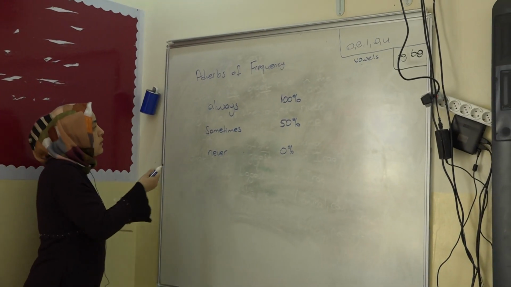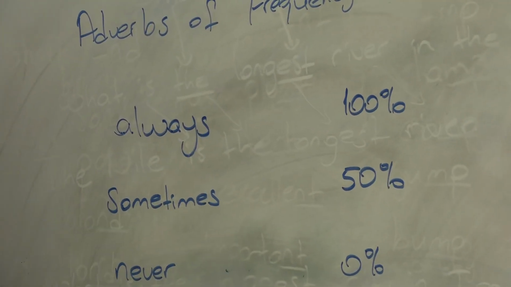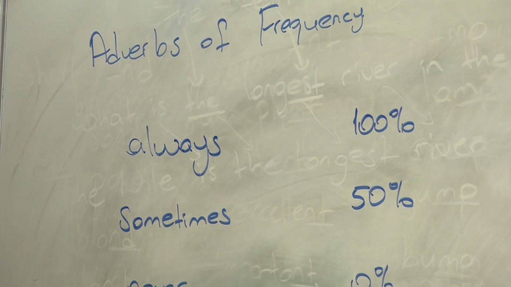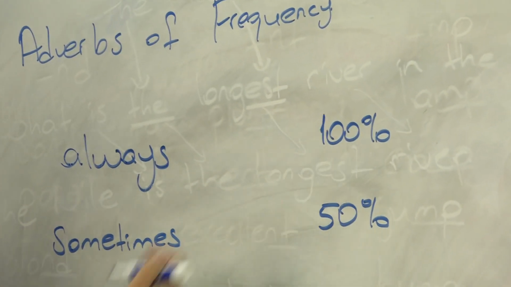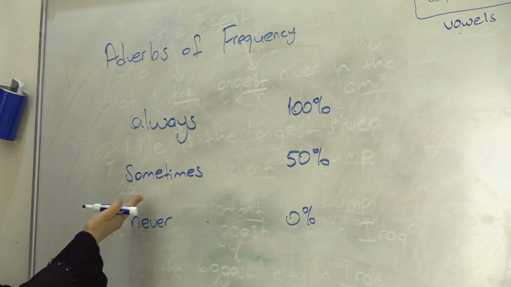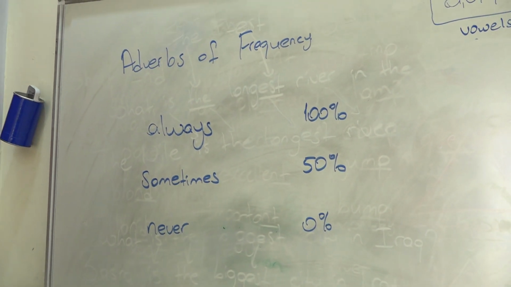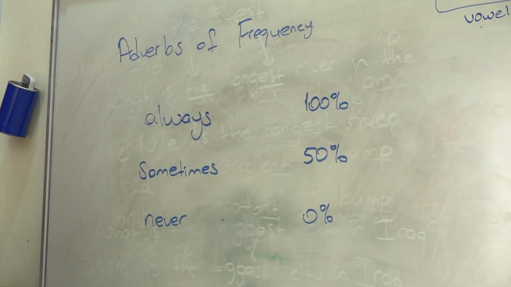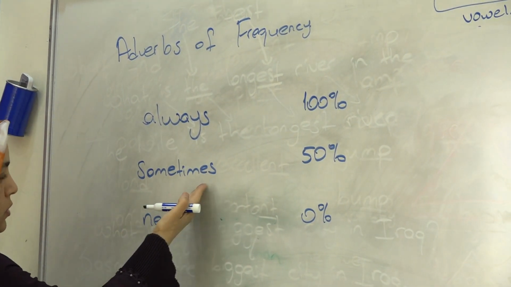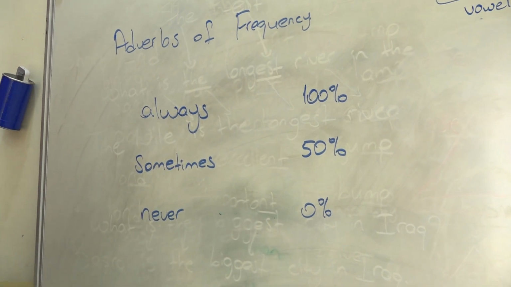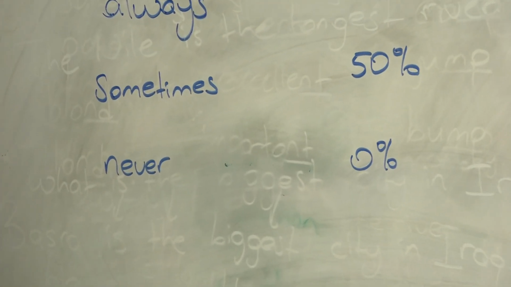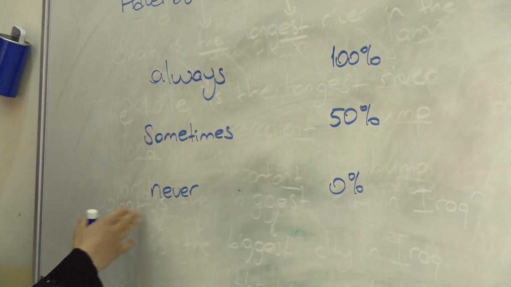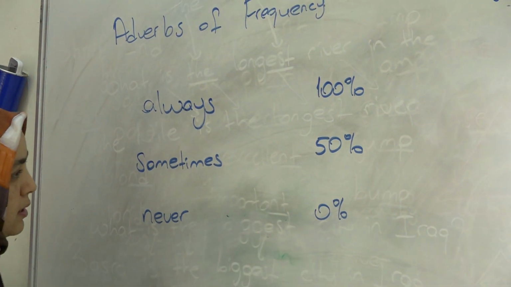As we learned before, always is used if you love to do something all the time, it means 100%. Sometimes you may love to do or you may not love to do the things in your life. We use sometimes. Never is used if you don't do anything in your life. You say never and it shows us 0%.